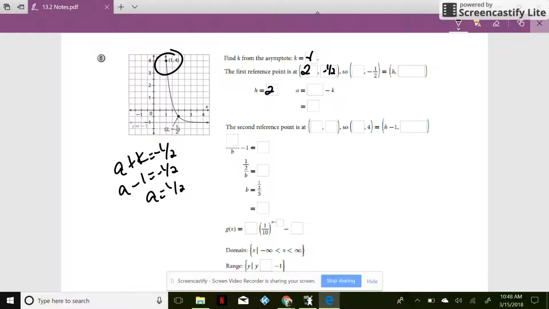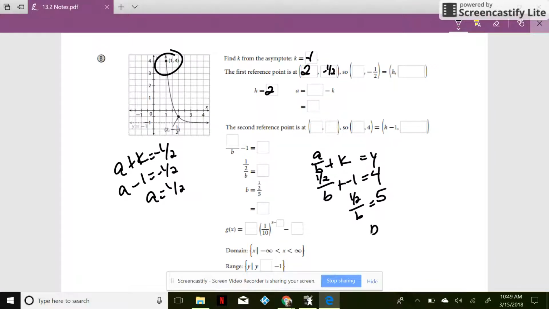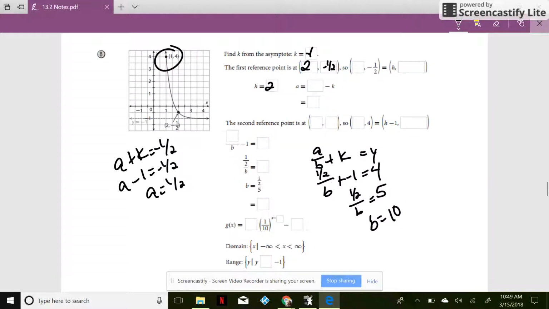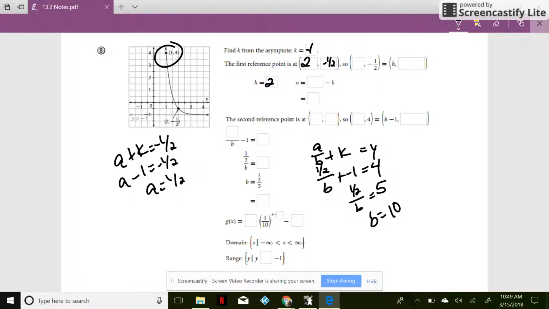Then we use the other reference point at 1, 4. So that's going to be a over b plus k is the y value there. So a we already know. A is 1/2 over b plus our k value of -1 is the y value there, 4. So 1/2 over b is 5, and b will end up being 10. So that's the denominator of our fractional exponent. Fractional base is going to be 10.